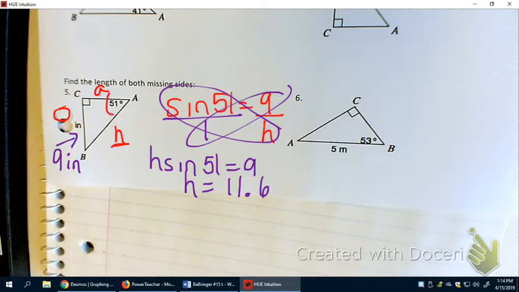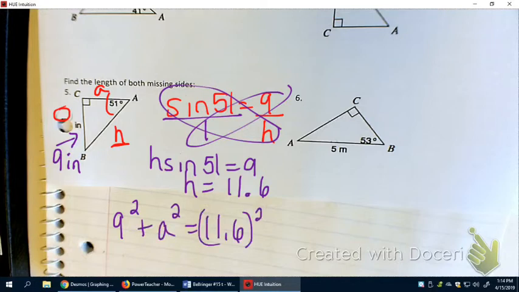Okay? So we know that we found 11.6. 11.6 is the hypotenuse. So we have 9 squared plus a squared equals 11.6 squared. So we're going to add or subtract? Subtract and then take the square root. So go ahead and do that.